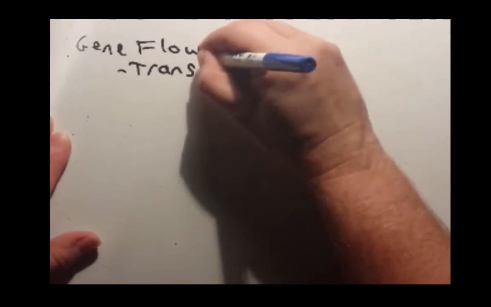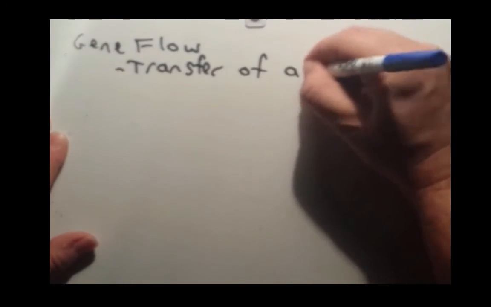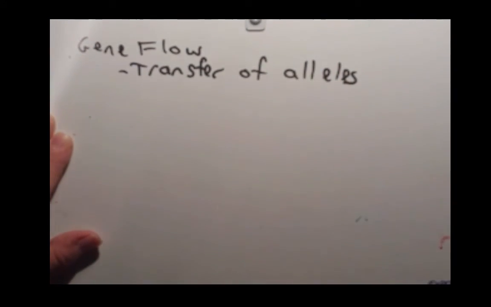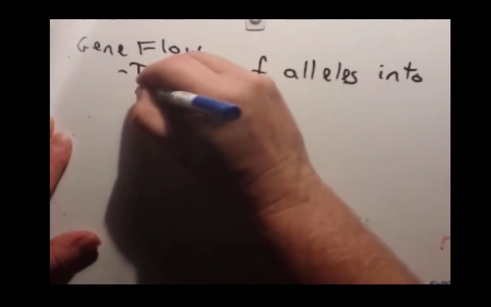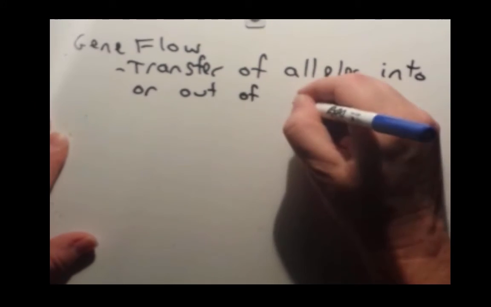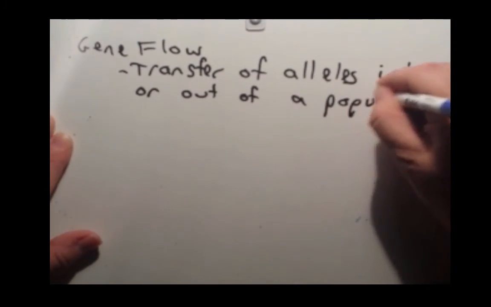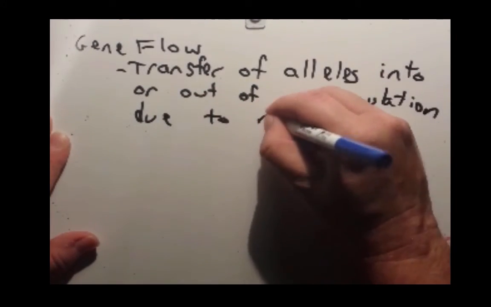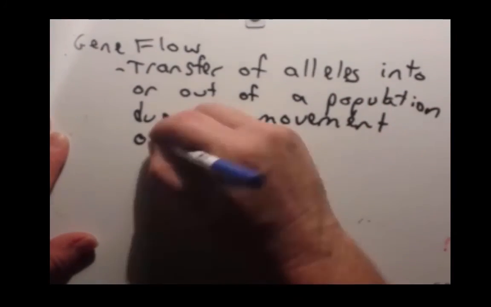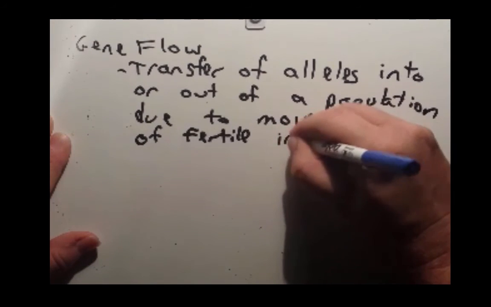All right, let's talk about this last topic called gene flow. We've discussed gene flow before, but let's bring it up again. Gene flow is the transfer of alleles into or out of a population due to a movement of fertile individuals.